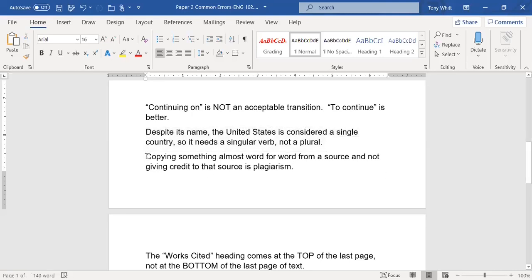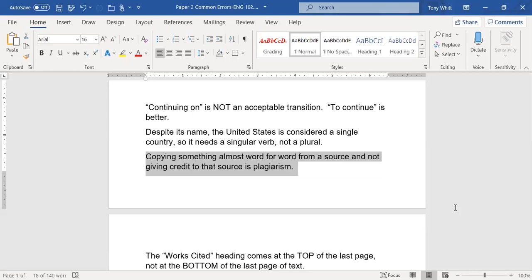Now, this is something that happened with a few people, and I am choosing to think of it not as deliberate plagiarism, but as accidental plagiarism, simply because citation might be new to some of you. If you copy something word for word from a source without giving credit to that source, even if that source is listed on the works cited page, it is technically considered plagiarism, because it means that you have copied word for word from the source without giving credit to them.